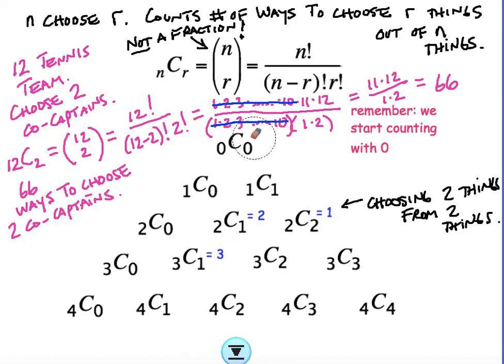Okay, and so on. So let me just kind of add all these in here. And what I want you to notice is, do you recognize those numbers? And hopefully you do. These are the numbers from Pascal's triangle. 1, 1, 1, 1, 2, 1, 1, 3, 3, 1, 1, 4, 6, 4, 1. These are the numbers in Pascal's triangle.